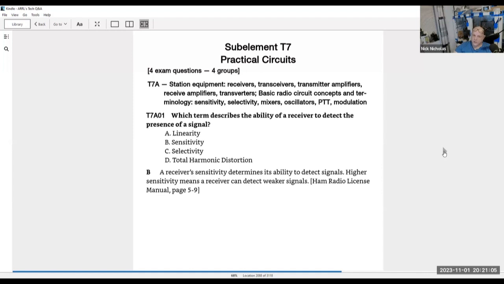So selectivity is: there is more than one signal on the air at any time across the radio spectrum. How close the signals are and how easily, or how well, the receiver can separate them and distinguish one from the other is selectivity. How weak of signals it can receive is sensitivity. You can imagine why both of those are important.